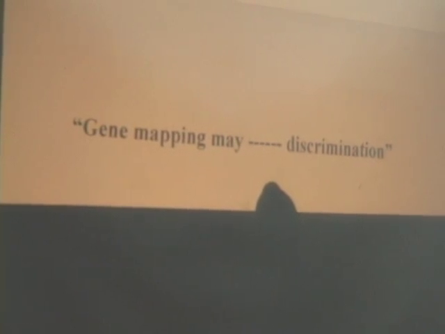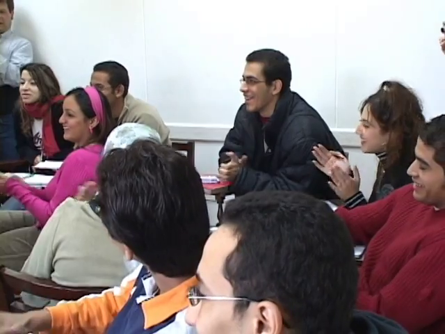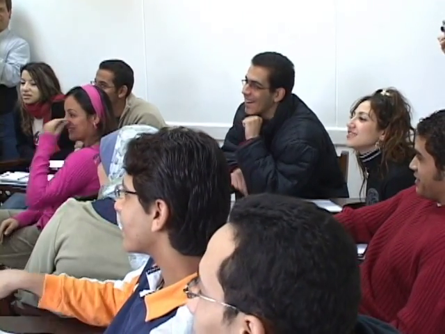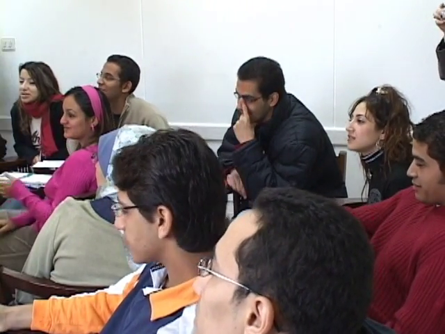There's another word, then you've got a clue there. Can you count how many dashes there are? Six. It's a word that begins with F. Excellent. Clap for Karim. Gene mapping may foster discrimination.